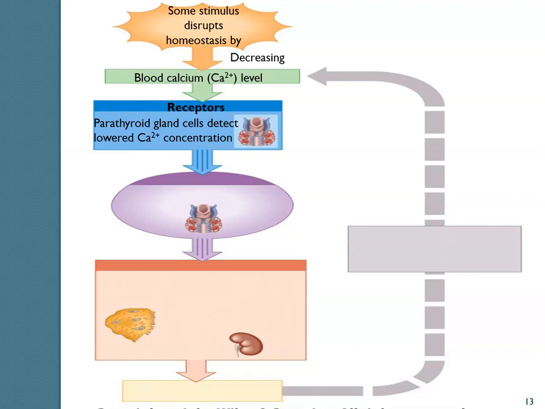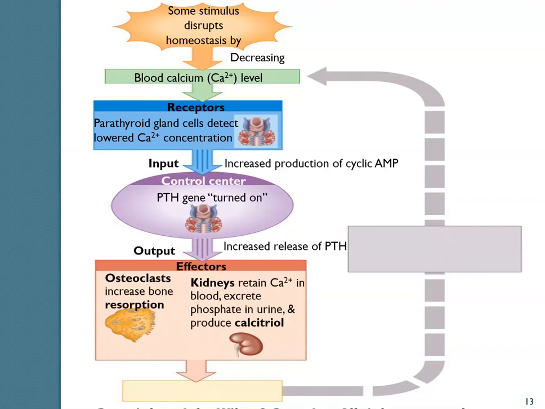So let's look at the first example, when calcium levels are low in blood, hypocalcemia. Okay, this will trigger our parathyroid gland. Parathyroid glands are found at the posterior part. There are 4 of them, 2 on either side of our thyroid gland. So these will sense the low calcium and they will release parathyroid hormone.